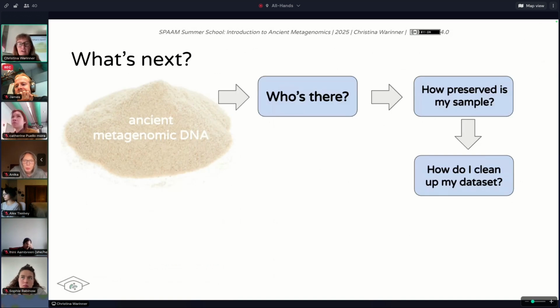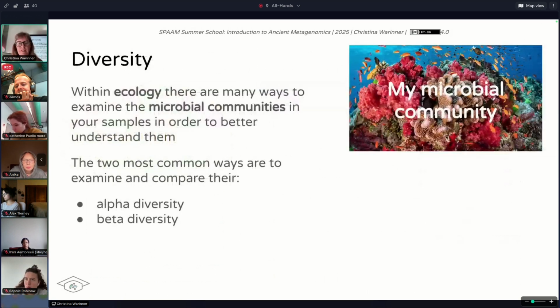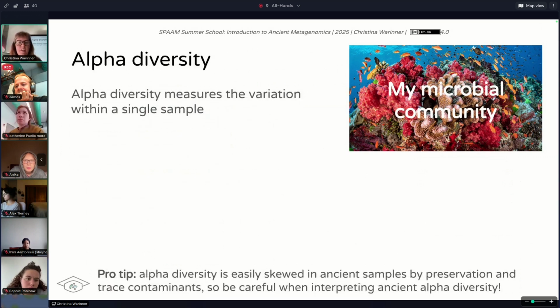All right, so we've gone through who's there, how preserved is my sample, how do I clean up my data set? Now you've got your microbial community. What can you do with your microbial community? You'll learn about this a little bit more today, but I just want to give you a little bit of a flavor for it. Within ecology, there are many ways to examine the microbial communities in your sample in order to better understand them. The two most common ways that people start is by looking at their alpha diversity and their beta diversity. So the alpha diversity measures the variation within a single sample. Pro tip, however, alpha diversity is very easily skewed in ancient samples by preservation and any trace contaminants you didn't manage to remove.